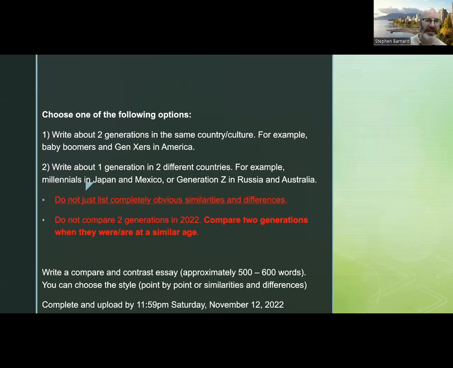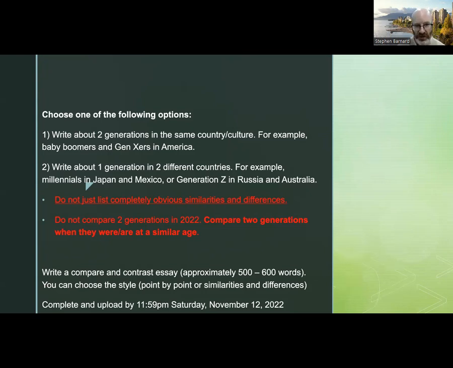All right, so this now brings me to your fourth homework assignment. This is what I'd like you to do. I would like you to write a compare and contrast essay about one of the following options. Number one, compare and contrast two generations in the same country or culture. So you could do baby boomers and Generation Xers in America or Korea, or if you're an international student and you want to do two different generations in your own country and write about them, that's fine.